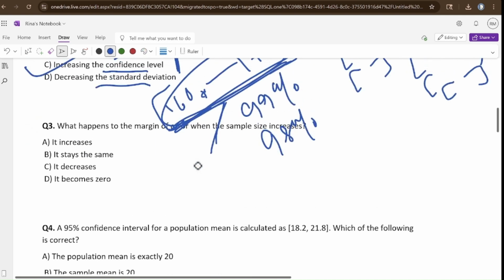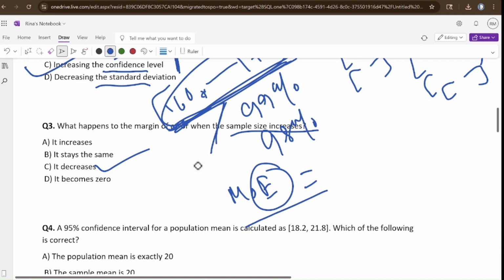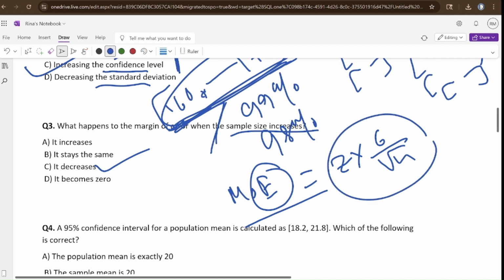What happens to margin of error when the sample size increases? Margin of error, you can see this is error. Error will always be reduced, right? It will decrease. But what is the formula of margin of error? That is z into sigma by root over n. Z you know, the z score, sigma is the population standard deviation and n is the sample size.